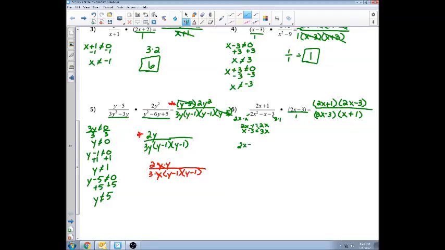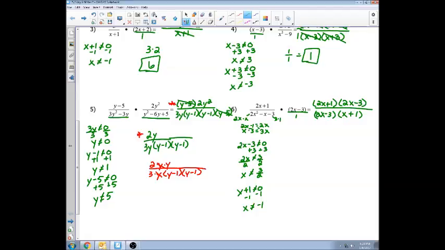So 2x minus 3 cannot equal 0. I would add the 3 to both sides. 2x cannot equal positive 3. Divide by 2. X cannot equal positive 3 over 2. Then I have x plus 1, so x plus 1 cannot equal 0. If I subtract 1 from both sides, x cannot equal negative 1.